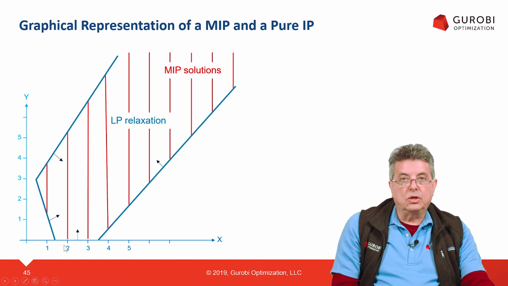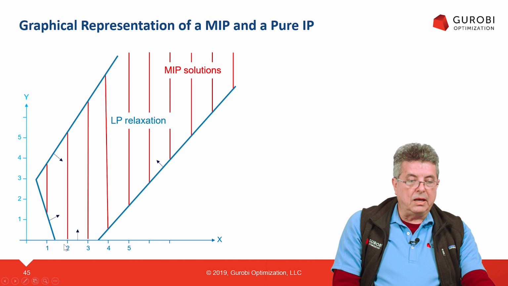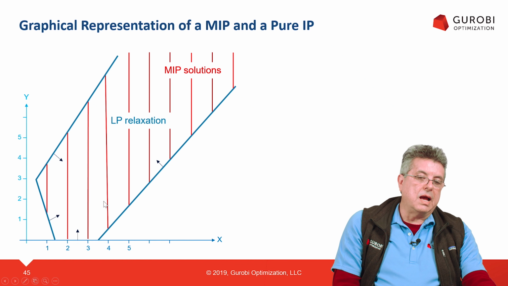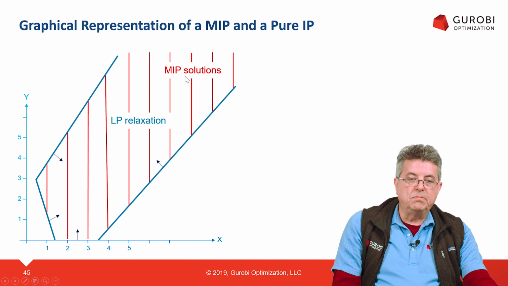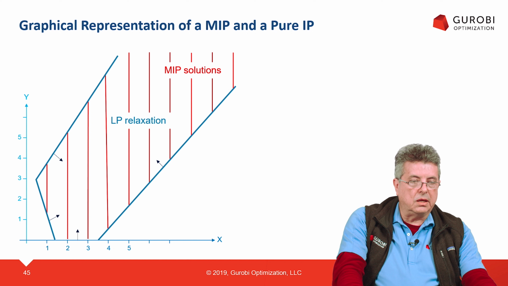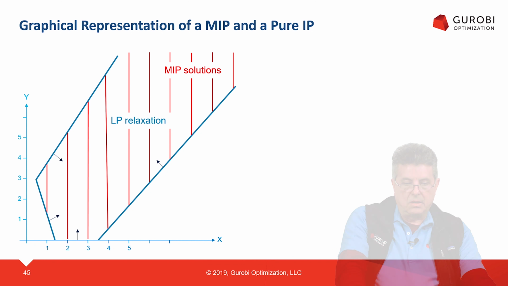When x is equal to 2, the possible values of the y variable given these constraints is this red line, and so on and so forth. So these red lines are the possible solutions of this MIP formulation where x is required to be integer and y is required to be continuous and non-negative.